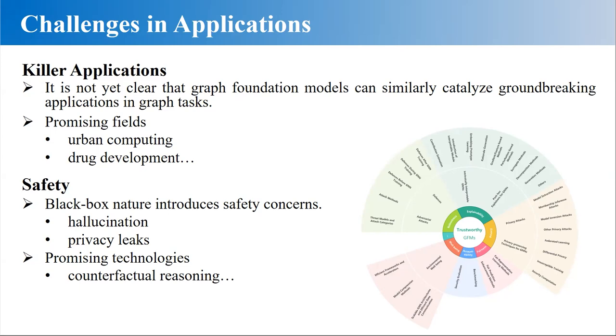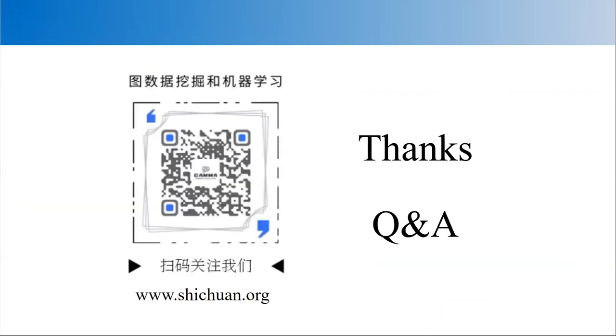Last but not least, the model safety issue is also a very important future direction. The black box nature introduces safety concerns such as hallucination in the LLM and privacy leaks. Though we can also use some promising technology such as counterfactual reasoning. Yeah, that's all. Thank you.